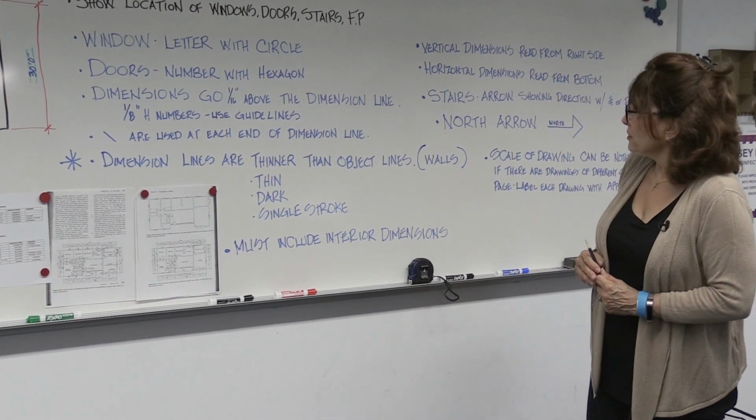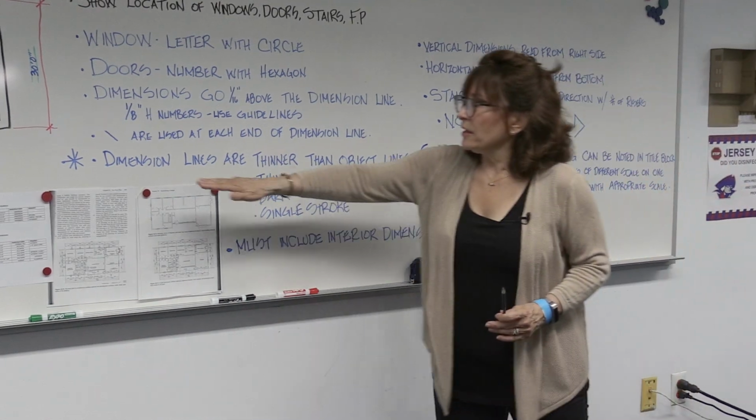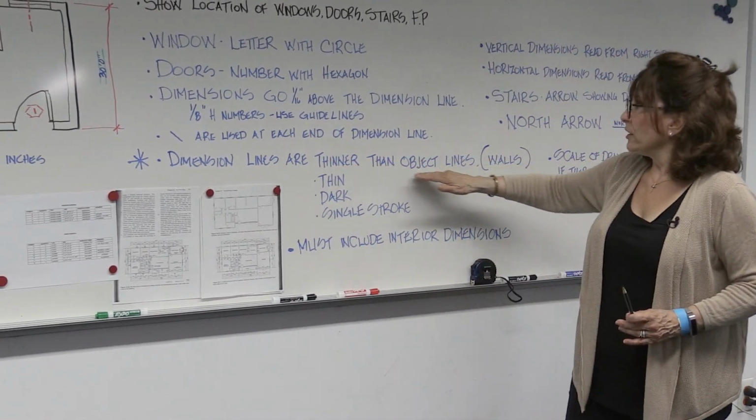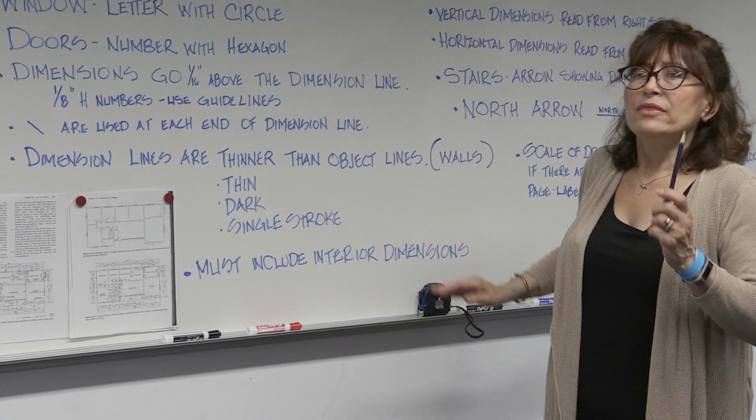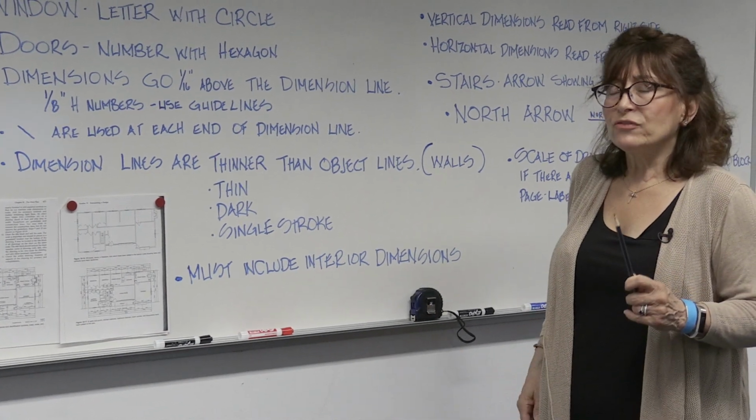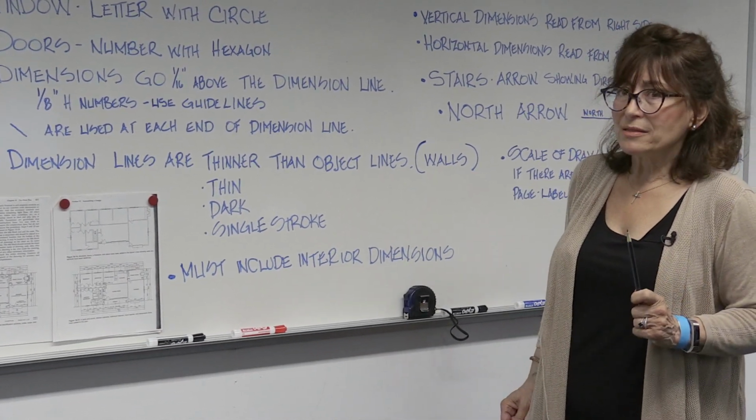So just a few things to make sure of. Key thing, dimension lines are thinner than object lines. That's something that you really have to perfect, so make sure that you practice that.